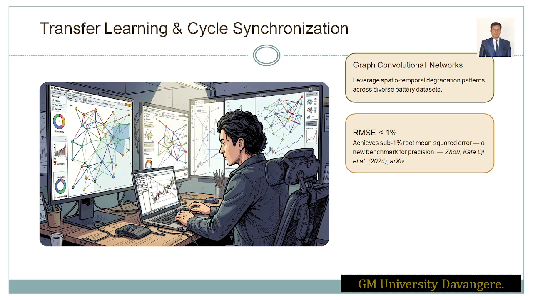If you see, there is a graph convolution here, where you can see there is an RMSE also, the root mean square error. As I told you in most of the papers, the RMSE value has to be reduced as much as possible. It should be less than 1%.